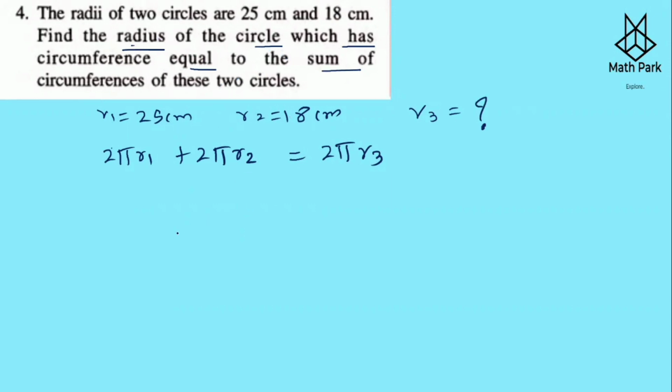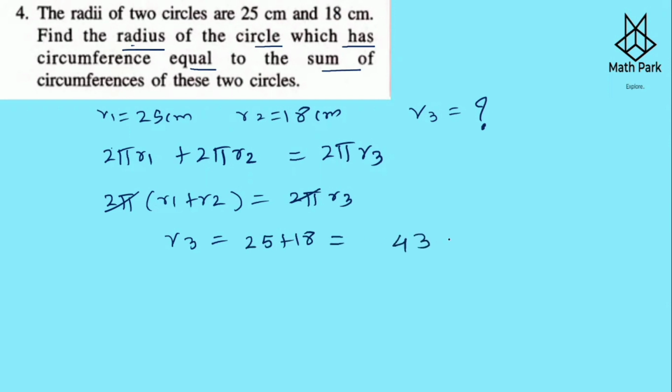Is this clear now? So 2 pi r3, let us take 2 pi common. So we have r1 plus r2 is equal to r3, so this 2 pi will get cancelled. So you get r3 is equal to r1 plus r2, which is 25 plus 18. 8 plus 5 is 13, carry 1. We get 43 centimeter as the radius of the third circle.